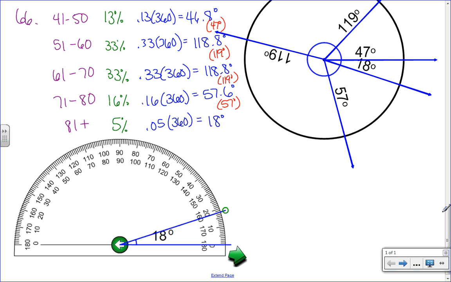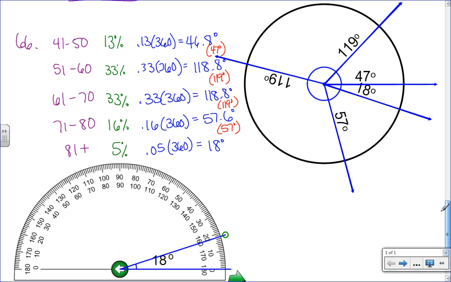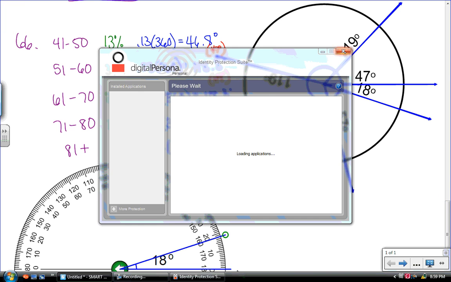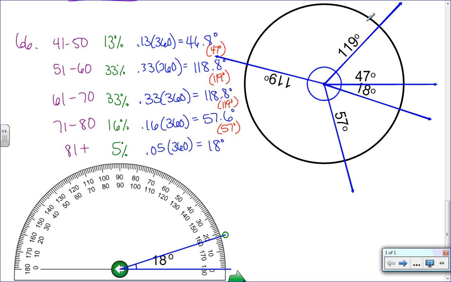And we typically like to label our circle graphs with what each segment represents. So the 47 degrees would be the 41 to 50 age group. And then the first section here that's 119 degrees, this is the 51 to 60 age group. This one is 61 to 70. This is 71 to 80. And this is 81 plus.